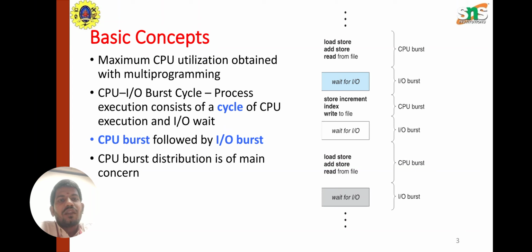Basic concept of scheduling criteria. Maximum CPU utilization is obtained with multiprogramming, and the CPU and input output burst cycle: process execution consists of a cycle of CPU execution and input output wait time. A CPU burst is followed by an input output burst, and the CPU burst distribution is a main concern. On the right side we have a CPU burst and an input output burst, with waits for input output, load, store, increment index, write to file, and read from file.